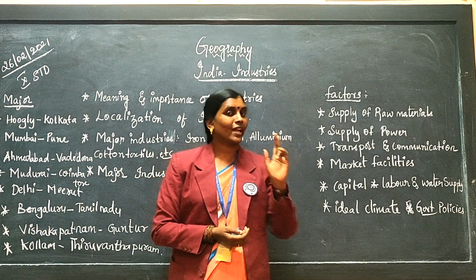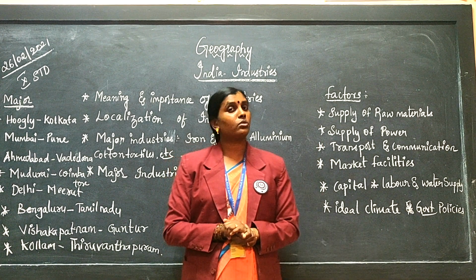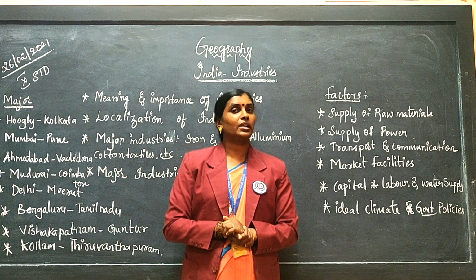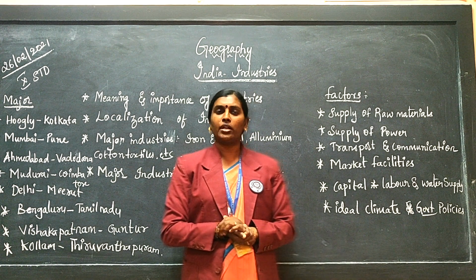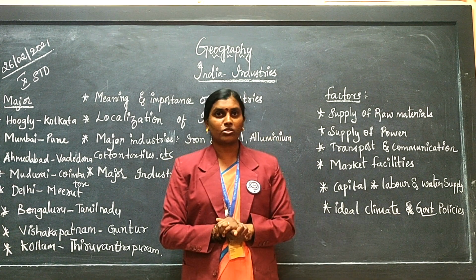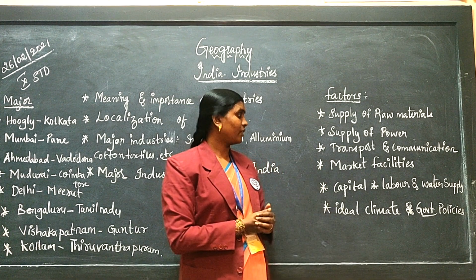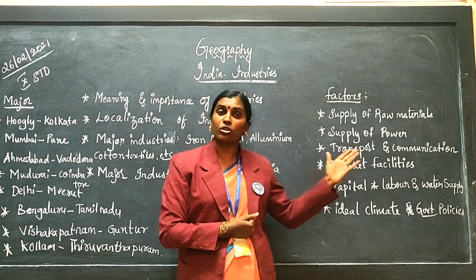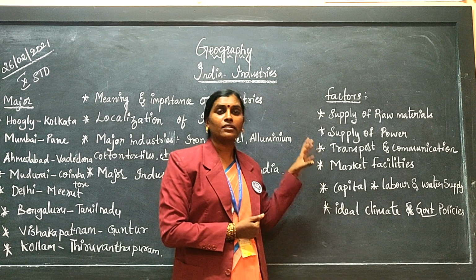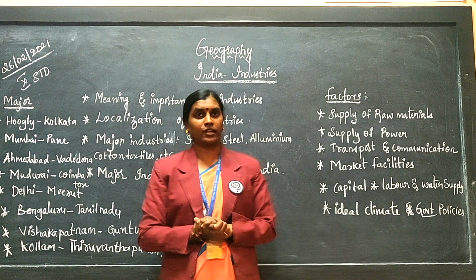Second, we should see whether we have a power supply in that place. Third, whether we have transportation. Iron and steel cannot be moved by land transportation, but it can be taken by railways and also by waterways. So we have to see whether we are flexible with those transportations, and whether they are available in that area. We also have to see market facilities, capital, and water supply. If these factors are sufficient, then we can start our iron and steel industry.